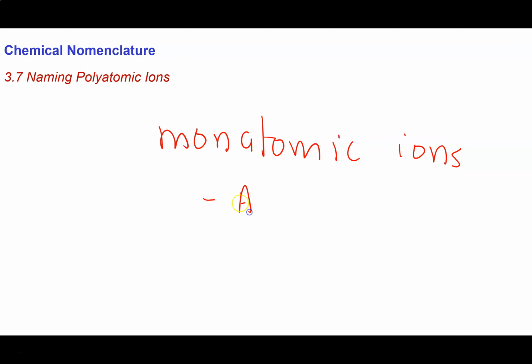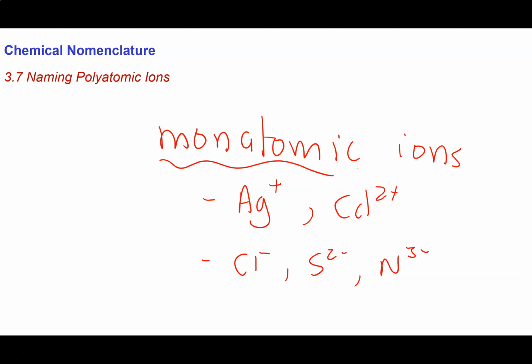So all of the ions that we have learned to name so far are what is referred to as monatomic ions. They're just a single atom that has either lost one or more electrons or gained one or more electrons. So these are all monatomic ions.